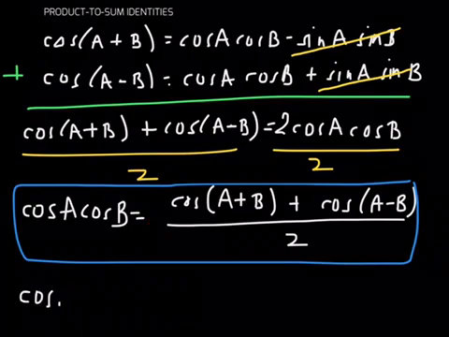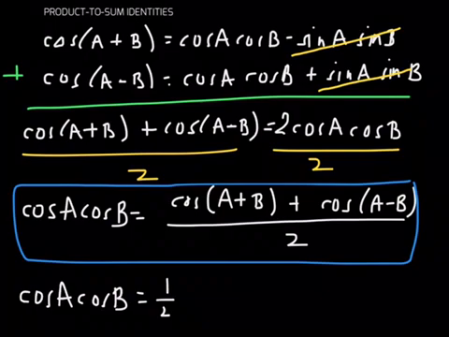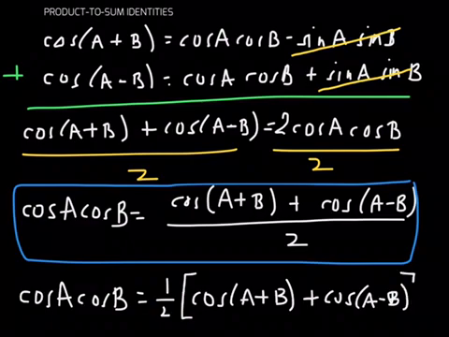Cosine of A cosine of B is equal to, they write it as 1/2 times cosine of A plus B plus cosine of A minus B. It's the same thing that we wrote right up there, except instead of dividing by 2, they're multiplying by 1/2, which is the same thing. All right, so that's one of your product to sum identities, and they're all derived the same kind of way. If you would like to see that again, obviously you can rewind the video, but you can also look at pages 234 and 235 in your textbook.